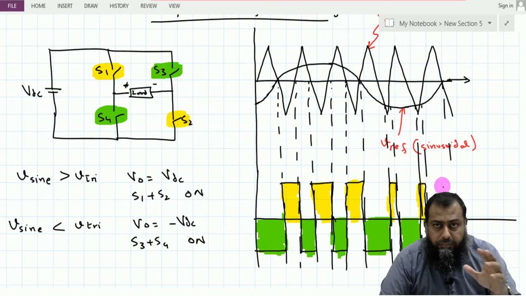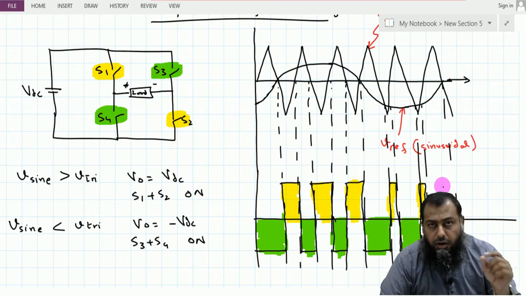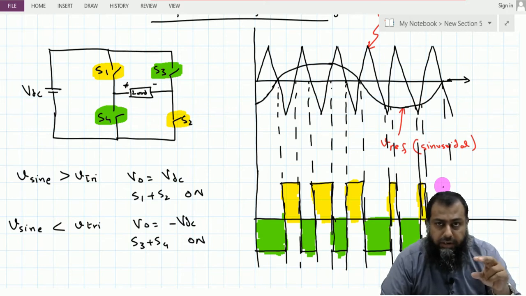One thing we should notice is that by controlling the carrier frequency, we can control the switching losses in this particular system, because the switching which happens between plus VDC and minus VDC depends entirely on the carrier waveform, which is actually our triangular waveform, whereas the output frequency depends entirely on the frequency of the sinusoidal waveform, which is our reference waveform. And therefore, by adopting this particular pulse width modulation method, we can actually control the output frequency according to our own requirements.